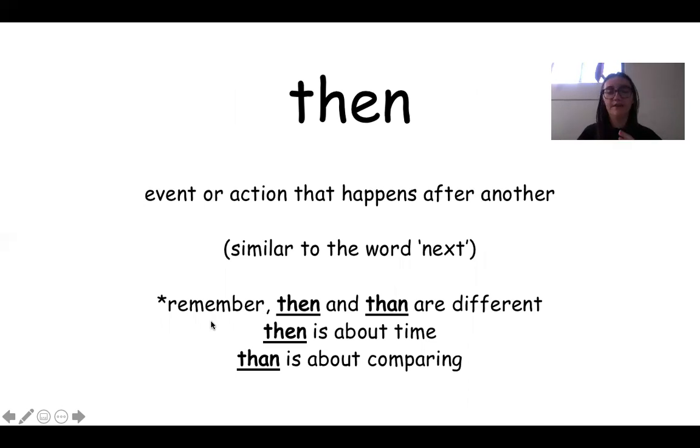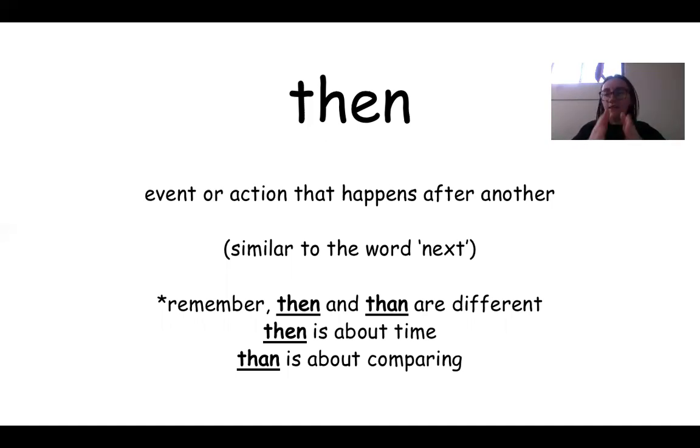But what I want to point out is I want you to remember that then with the E and than with an A are different. So sometimes we don't hear the difference when people are talking, but you need to make sure you use the right one when you're writing directions. This is like a trick to help me remember it when I'm writing. Then with an E, THEN, is always about time, right? It's about doing something and then another thing, right? It's talking about sequence, it's talking about timing.